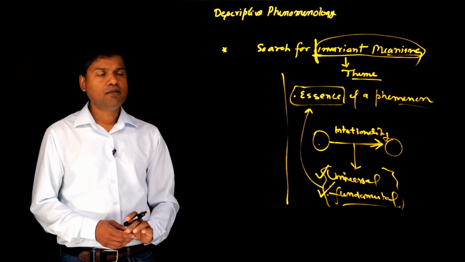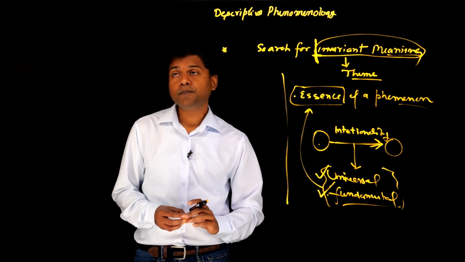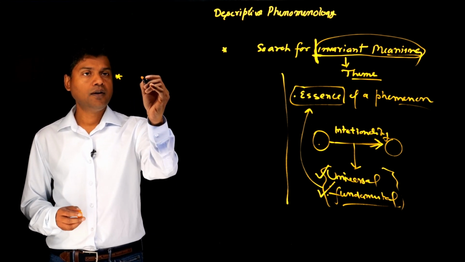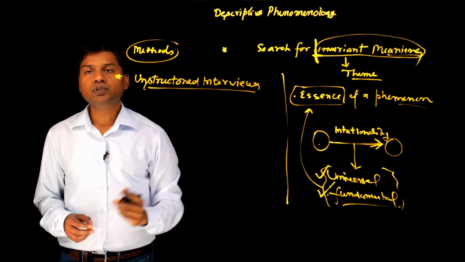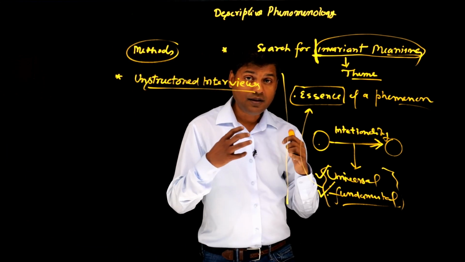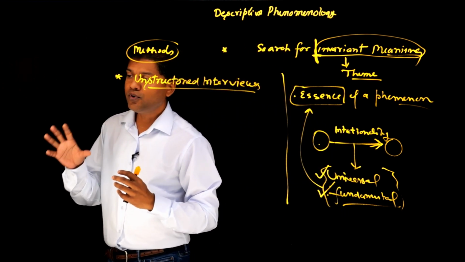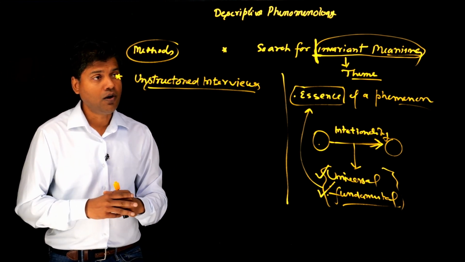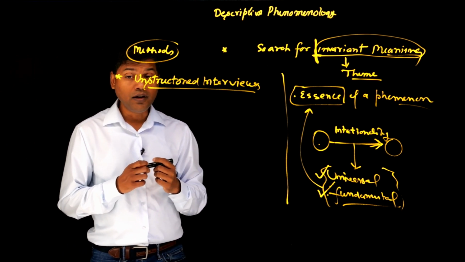Now let's talk about some of the other methods being used in descriptive phenomenology. The first one in terms of data collection is unstructured interview. Unstructured interviews are a very common method under descriptive phenomenology to collect a rich and thick description. Again, remember, descriptive phenomenology focuses on gathering data with a very rich, thick description of the lived experience. So unstructured interviews are often used.